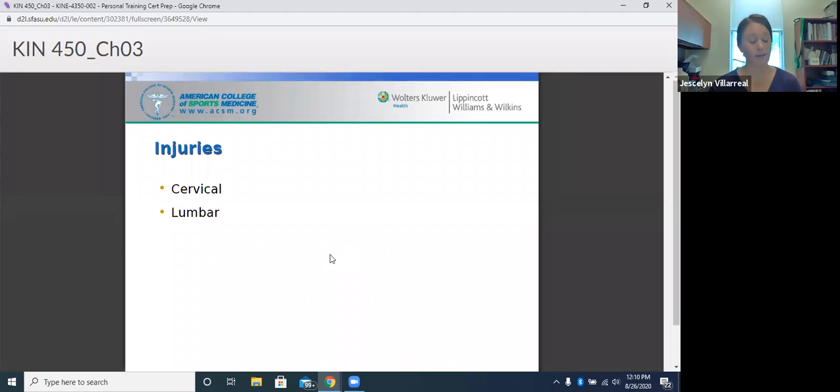Lumbar is where we have low back pain. That's one of the leading causes of disability. It affects 60 to 80% of the general population at least once in their lifetime. And with all of this, we want to think about restorative exercise because it's designed to improve the structural integrity of the lower trunk. That's commonly used for treatment of low back pain.